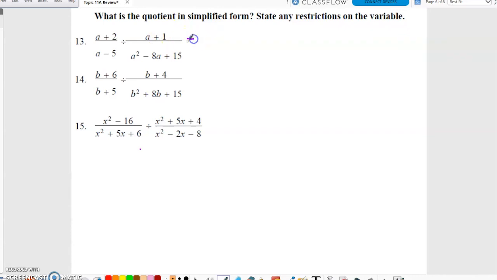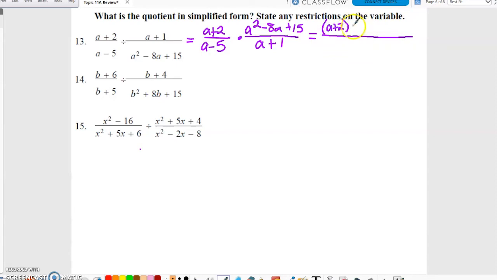So I'm going to start by rewriting this. I'm going to say a plus 2 over a minus 5 times, and then I'm going to flip the fraction. I'm going to say a squared minus 8a plus 15 over a plus 1. Now I'm going to go ahead and factor it. We'll write it as one gigantic fraction this time. We're going to say a plus 2 on top because that one's fine.